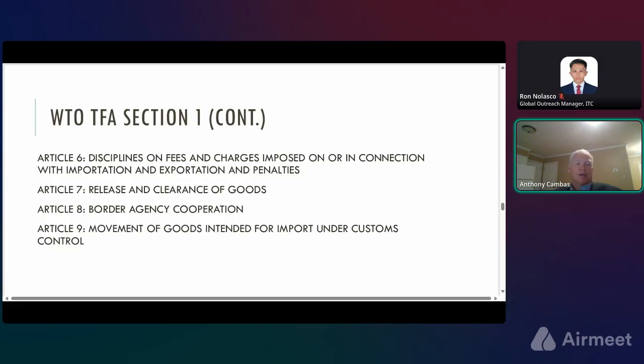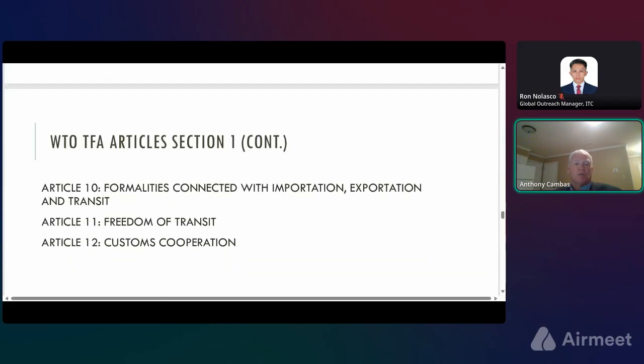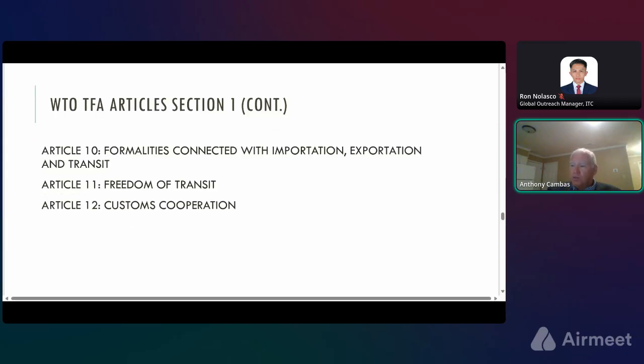So not going to go through all these. You can see them, but we've been talking about them. These are articles in the WTO TFA, Section 1. Look at the time here. So I'm going to leave a little time later on for some questions. Freedom of transit, customs cooperation. You're seeing more and more of this. I know some of you may be living in APEC countries or ASEAN countries. So there are different agreements about sharing data between customs authorities, and that is meant to be able to facilitate trade as well and enhance enforcement.